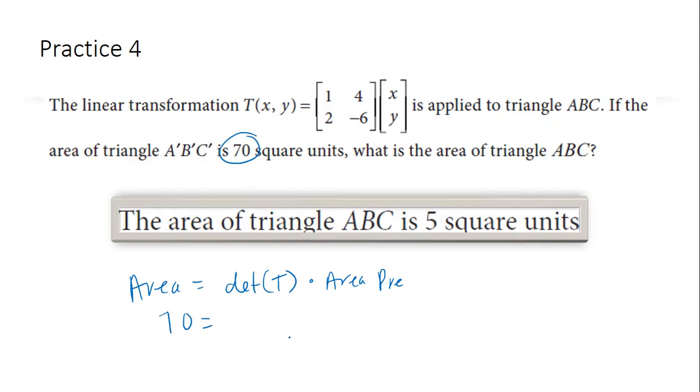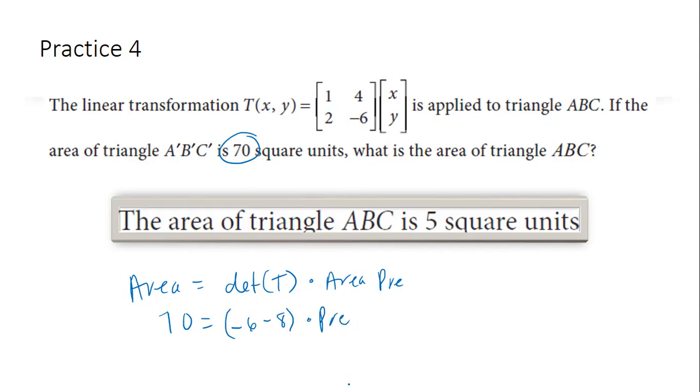So if we know that the area is 70, can we calculate our determinant? Our determinant is 1 times -6, and 2 times 4 is 8. Can we find our pre-image?